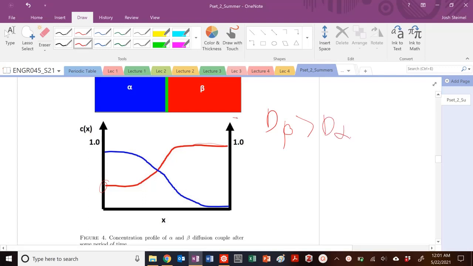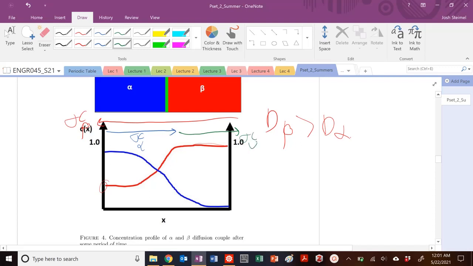Thus, we know that the flux in the C frame of beta is going to be much larger. Alpha is going to go in this direction, but it's going to be smaller because my flux is proportional to my diffusivity. And then finally, we know that in the C frame, we need the flux of the vacancy and our 2 components to be equal to 0. So the sum of the fluxes must be equal to 0. So that's going to be our vacancies.